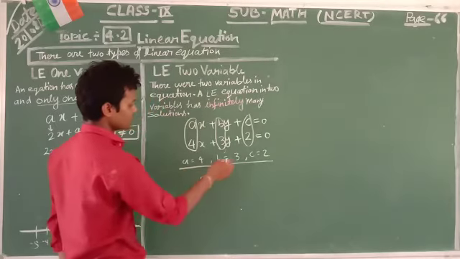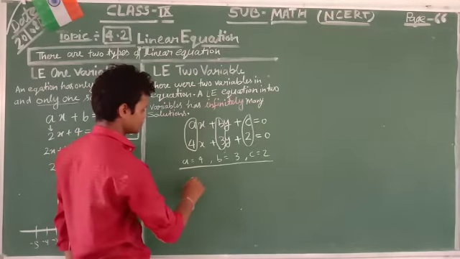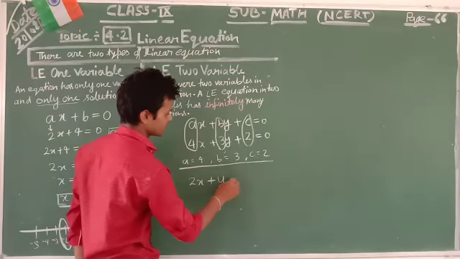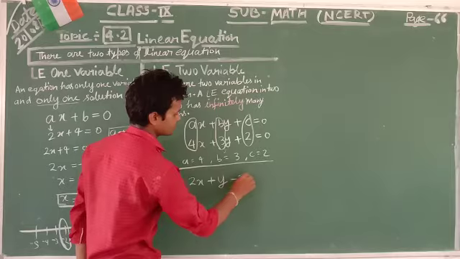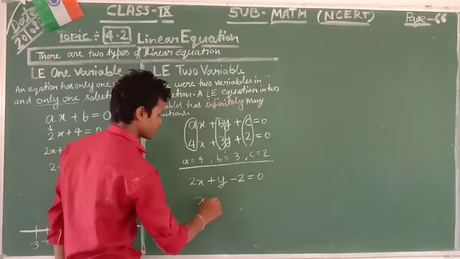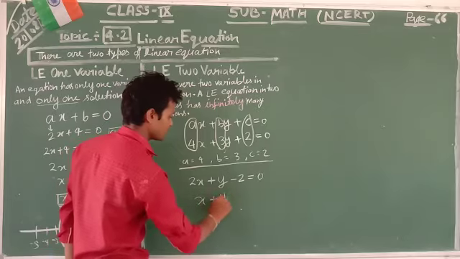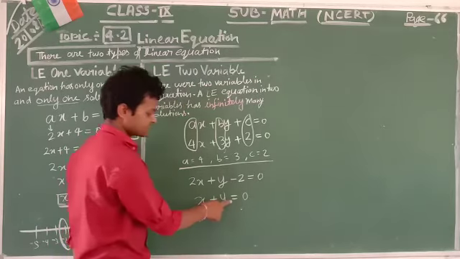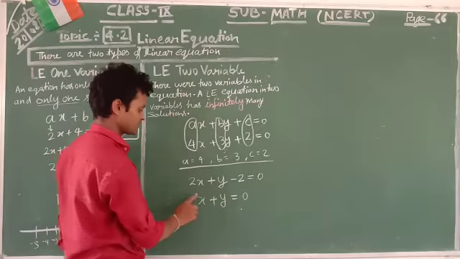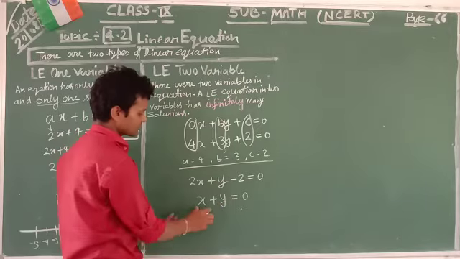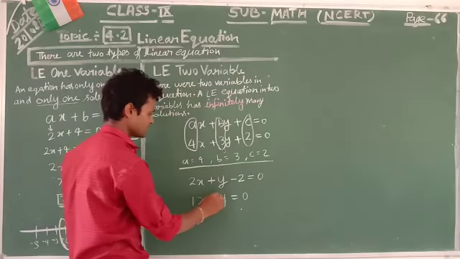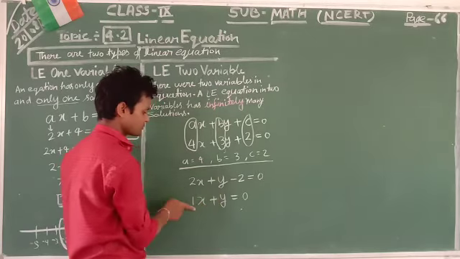You write one more example: 2x plus y minus 2 is equal to 0. You write here one more example, here no constant is present, no c, only two variables. You tell me, what is the coefficient of x and y? Yes, 1 and 1.